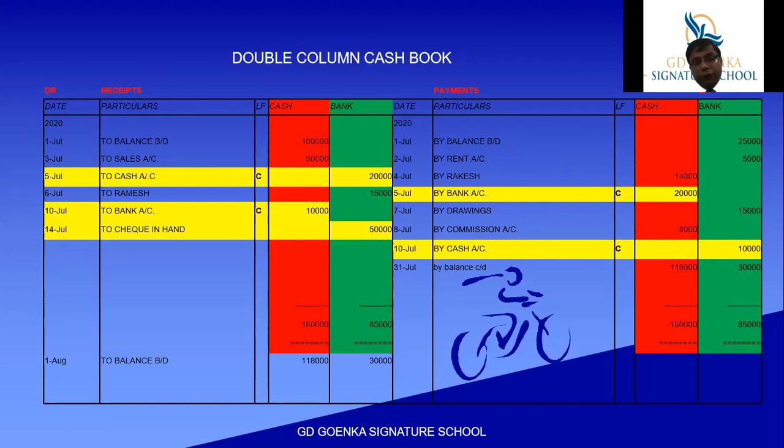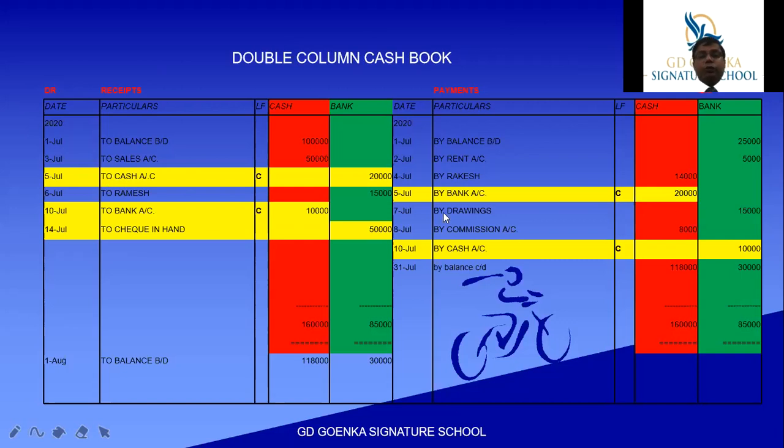Now coming to the transaction on July 5, which is a contra entry, because in this transaction, we are depositing cash into bank. When cash is deposited into bank, the bank will increase and cash will reduce. Since bank will increase and cash will reduce, that's why we wrote it on the debit side of this cash book, to cash account into the bank column and by bank account into the cash column.